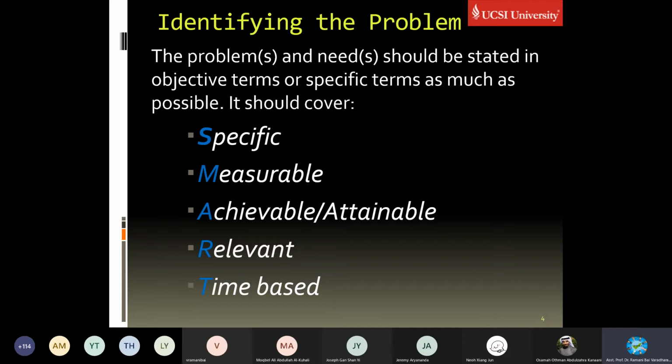You just follow the acronym SMART. SMART stands for specific, measurable, achievable or attainable, relevant, and time-based. Always remember this point when you define the problem in the very beginning of your design, or when doing a problem statement. So it must be specific, measurable, go to the point where it is problematic, right?